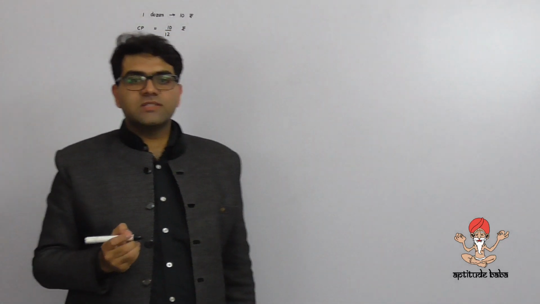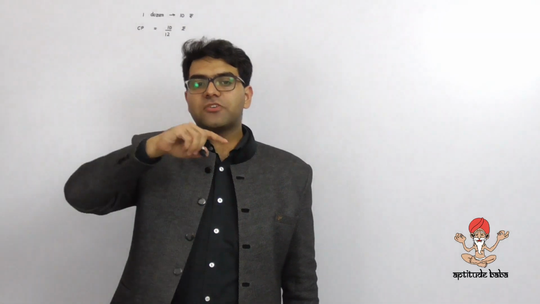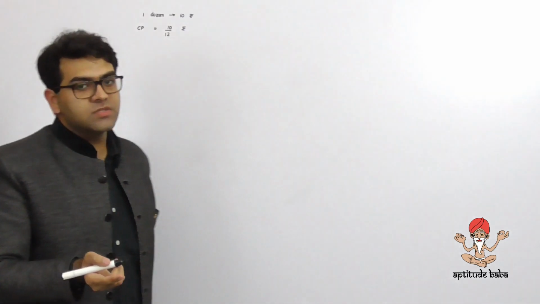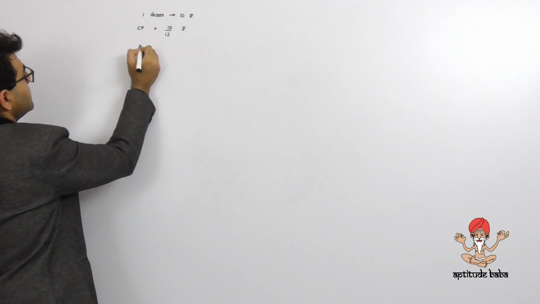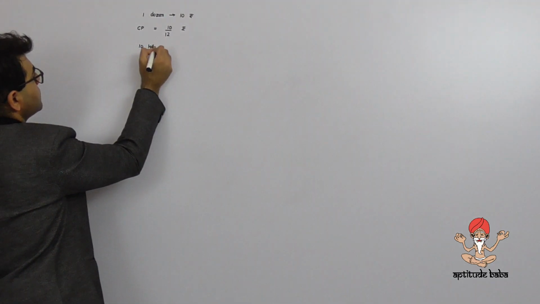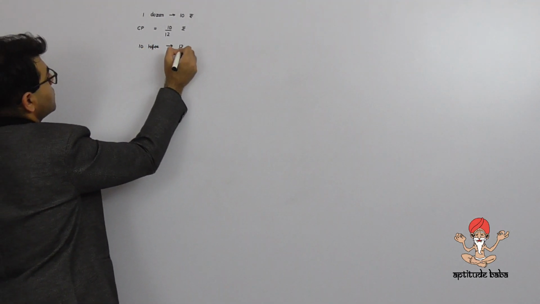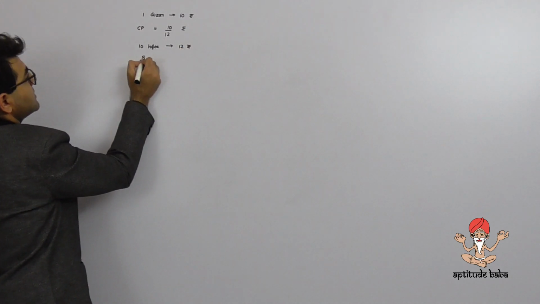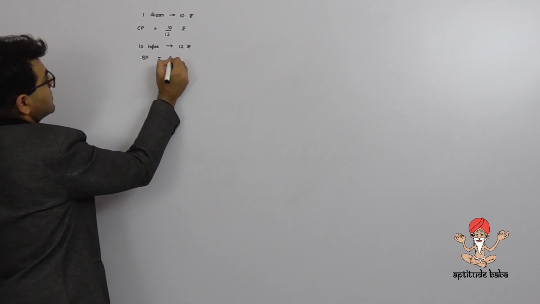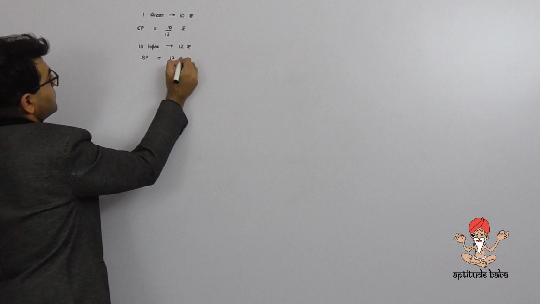नेक्स्ट व्हाट वी हैव हियर इज दैट ही सेल्स टॉफीज एट रुपीज 12 फॉर एवरी 10 टॉफीज. व्हाट डज इट मीन? इट सिंपली मीन्स वो 10 टॉफीज को 12 रुपए में बेच रहा है, विच इज लाइक सेइंग दैट द सेलिंग प्राइस ऑफ 1 टॉफी इज गोइंग टू बी 12/10 of a rupee.